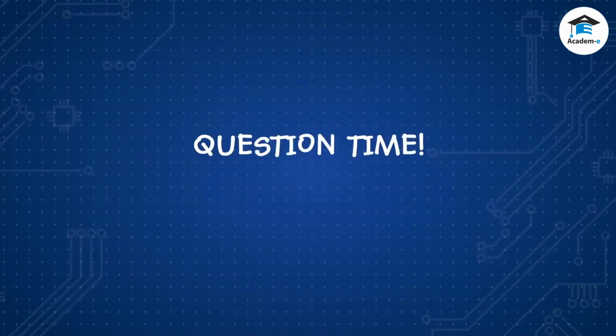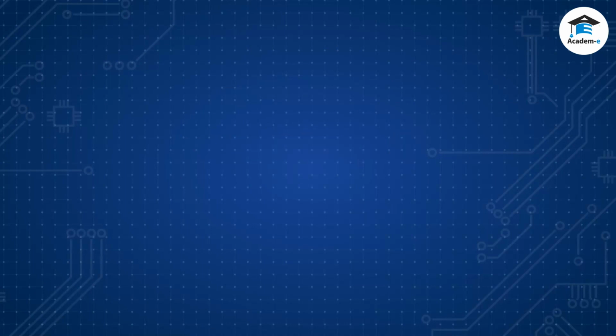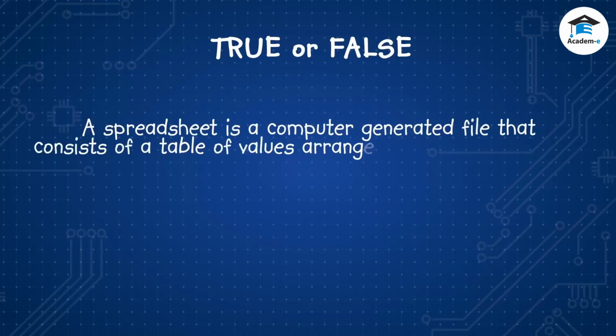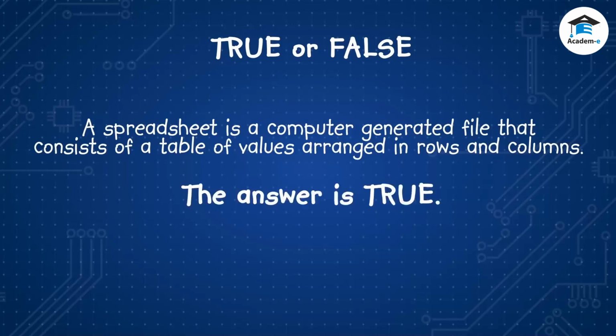Question time. True or false? A spreadsheet is a computer-generated file that consists of a table of values arranged in rows and columns. The answer is true.